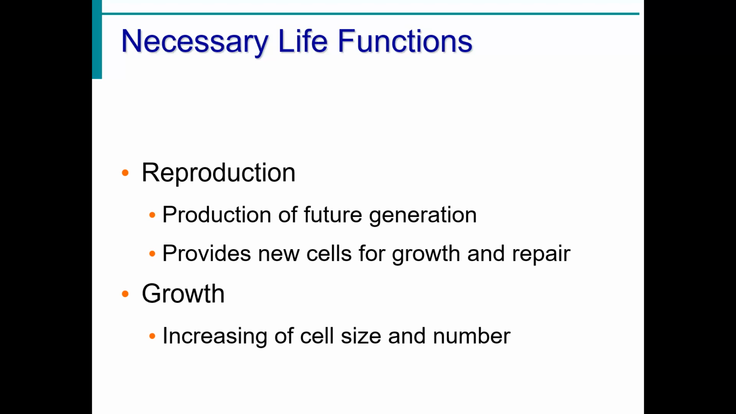So we've talked about growth. We've talked about mitosis and meiosis as a necessary cellular activity for reproduction and sustaining life. Growth is the increasing of cell size and number. So again, we're producing more cells as our bodies require them, and our bodies also undergo different stages of development. These are essential life functions.